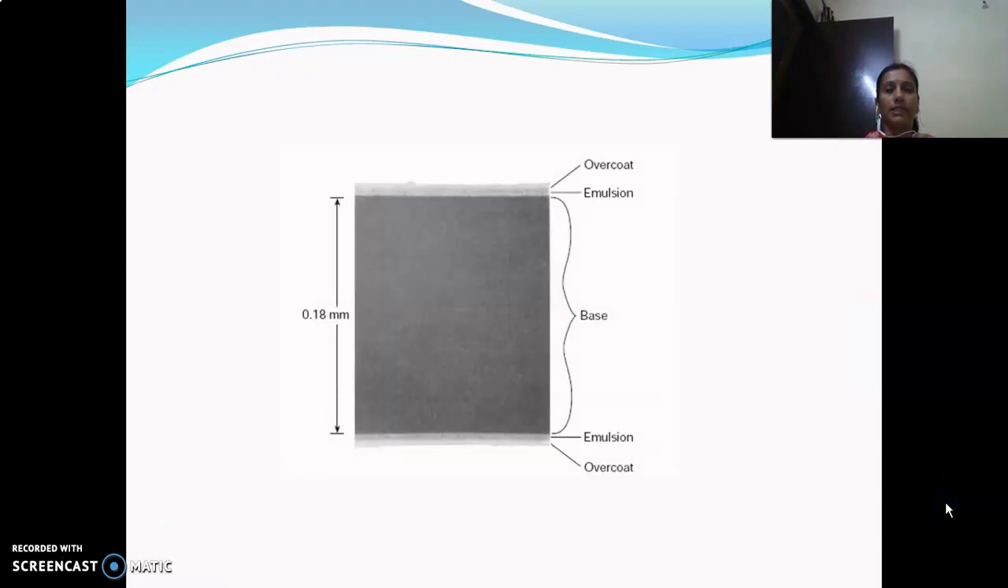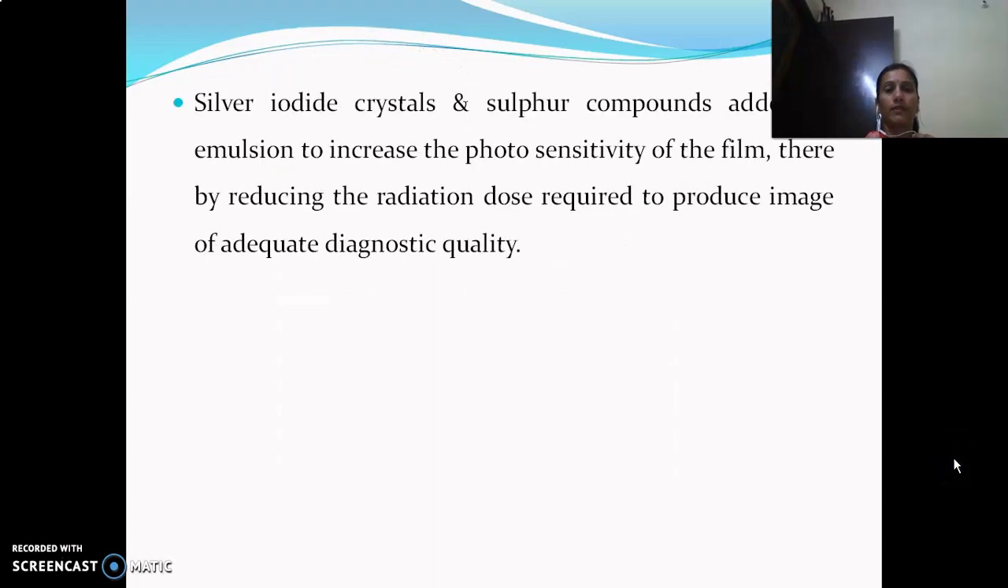So this is a diagram depicting the composition of the X-ray film. In the center there is a base, on either side it is coated with emulsion. The emulsion is supported by an overcoat. The silver halide crystals contain silver bromide and lesser quantities of silver iodide crystals. Along with that, some sulfur compounds are added to the emulsion to increase the photosensitivity of the film, thereby reducing the radiation dose required to produce the image of adequate diagnostic quality.